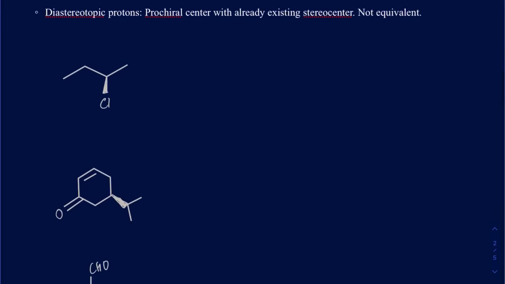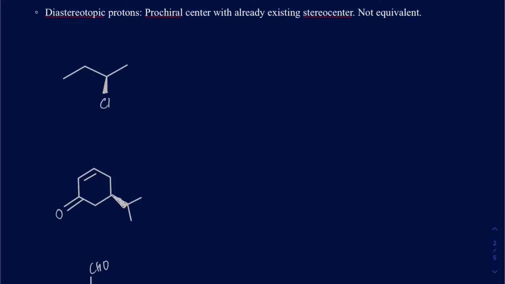Look at these diastereotopic protons. Now in diastereotopic protons, you already have a prochiral center, but there is also an existing stereocenter. So that's the difference between the enantiotopic protons and the diastereotopic protons. And they are not going to be equivalent, all right? They will have a different chemical shift.